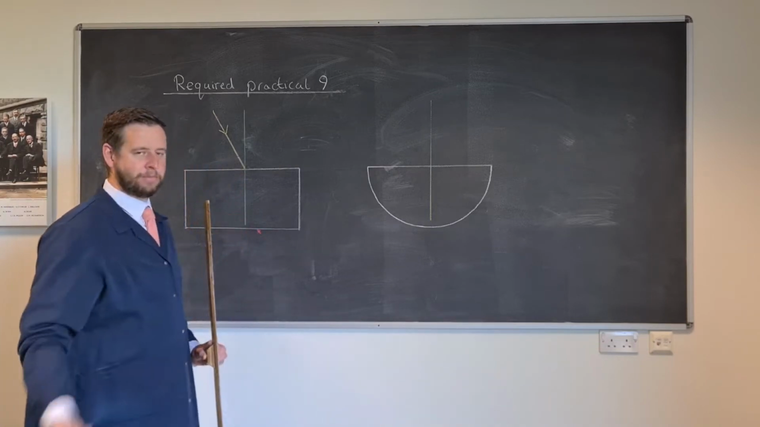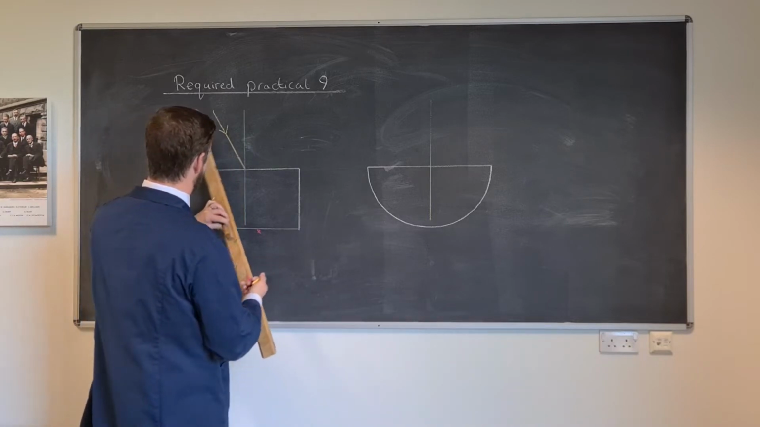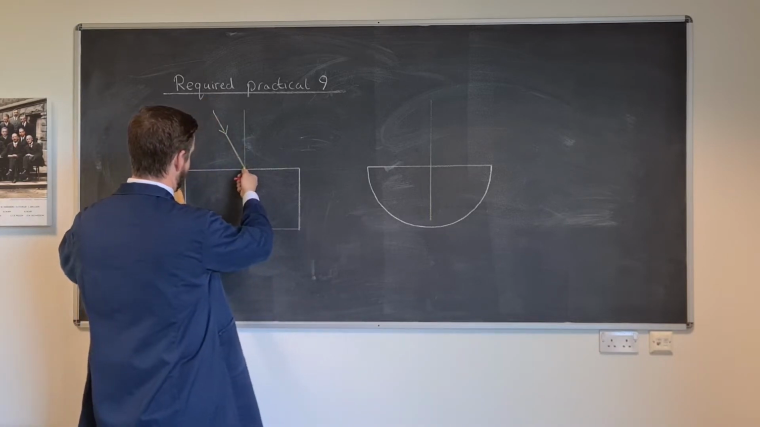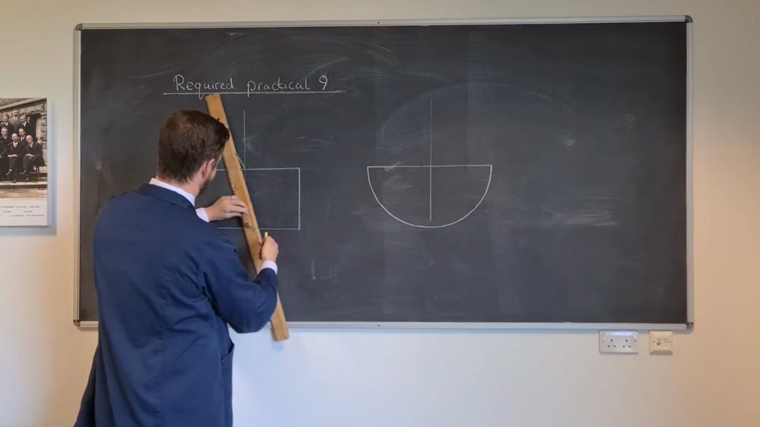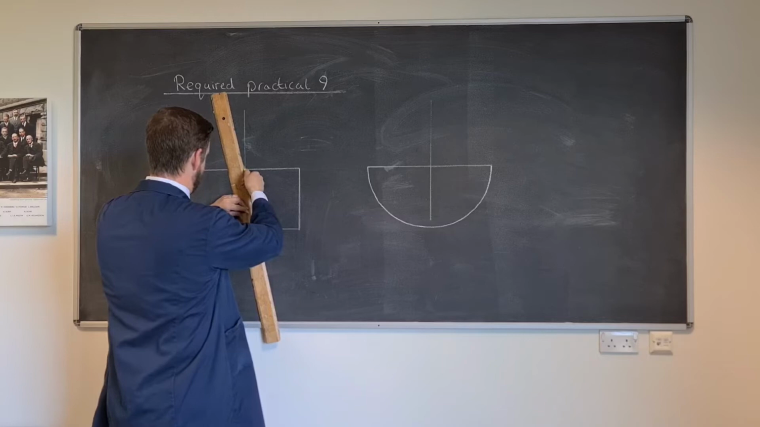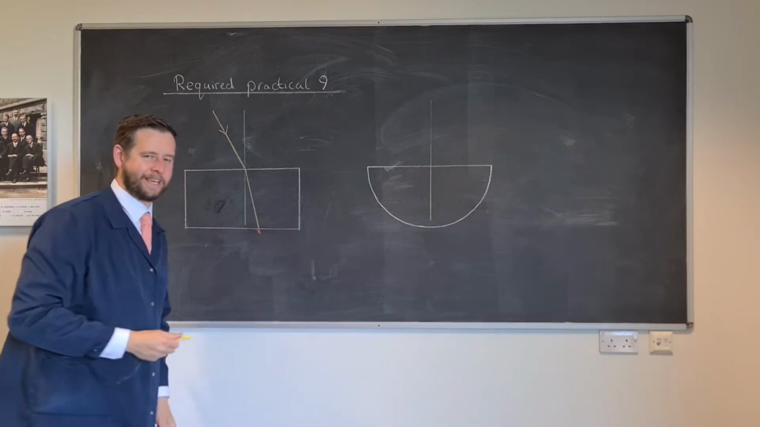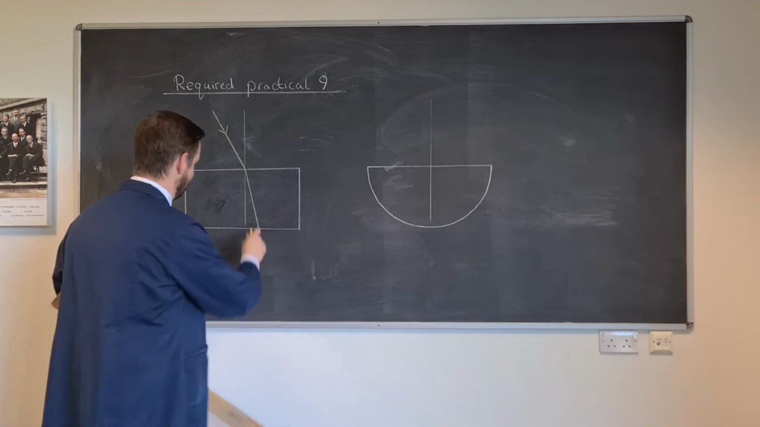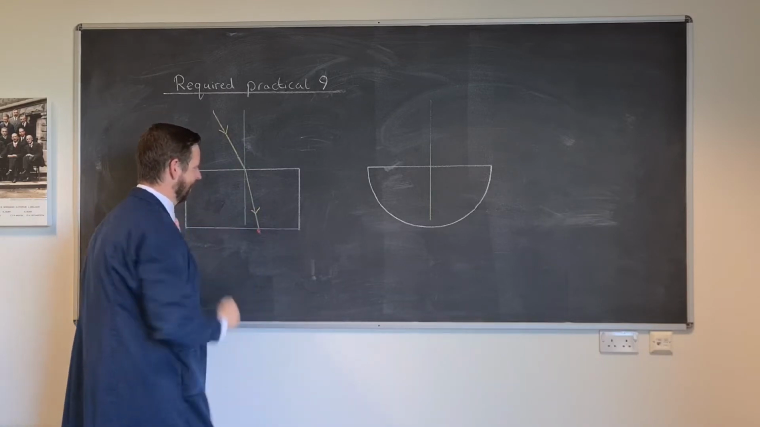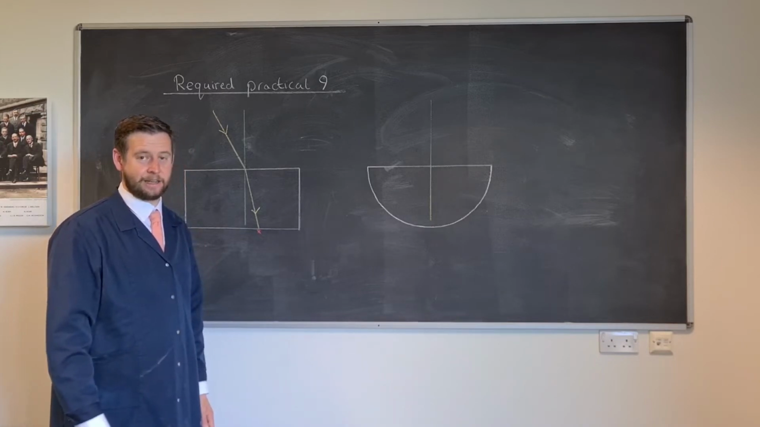I then remove my glass block again, and I have to join the point where the ray of light entered the glass block and exited the glass block, and I can join them up with a line that I have then drawn onto the piece of paper. Again, it's nice to have that arrow there representing the direction that the light is going.